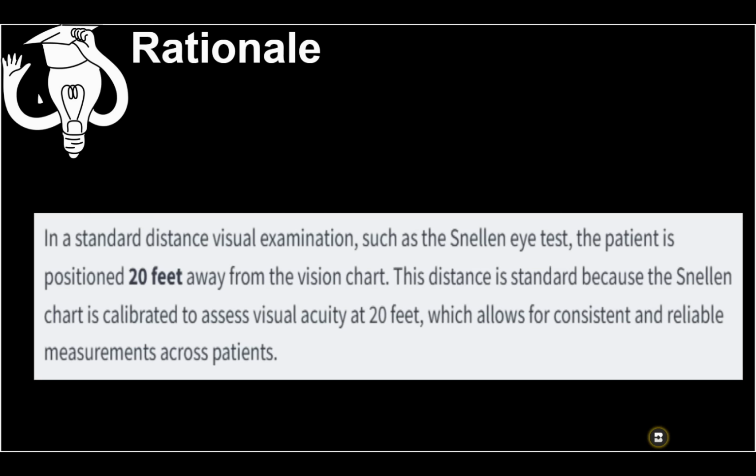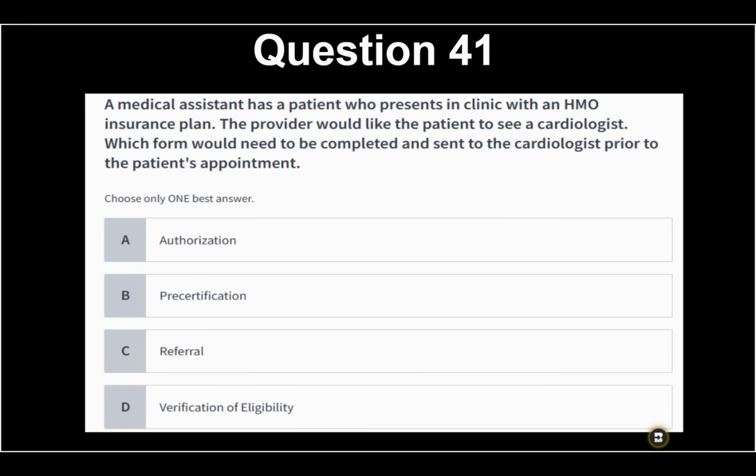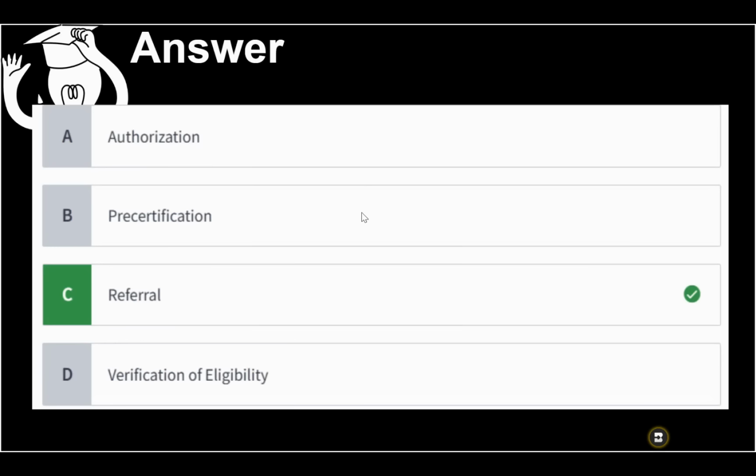Question 41. A medical assistant has a patient who presents in clinic with an HMO insurance plan. The provider would like the patient to see a cardiologist. Which form would need to be completed and sent to the cardiologist prior to the patient's appointment? A, an authorization. B, a pre-certification. C, a referral. Or D, verification of eligibility. If you said C, referral, then you are correct.